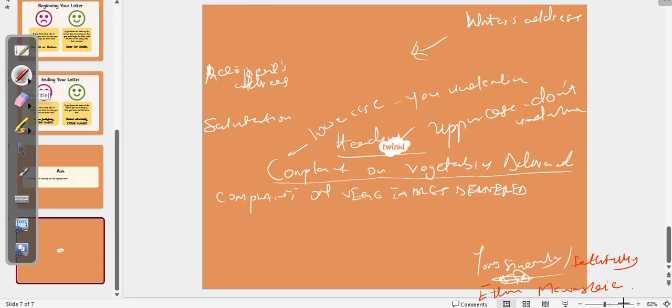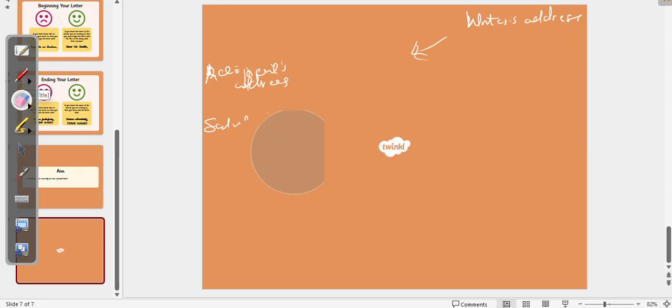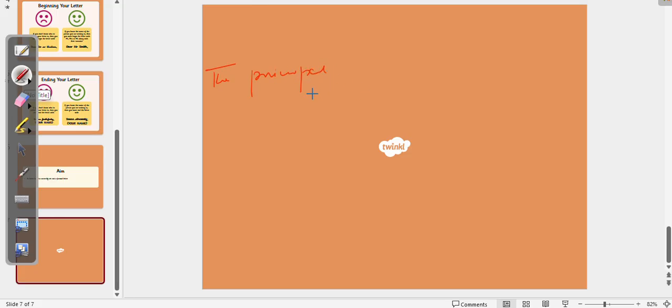So basically next class I'm going to be teaching how, because this recipient address still has a format. You can't just write it anyhow. I'm going to show you an instance. For example, you want to write to the principal of a school. For the recipient address, you write the principal. You make sure you write what position they're occupying. The principal.